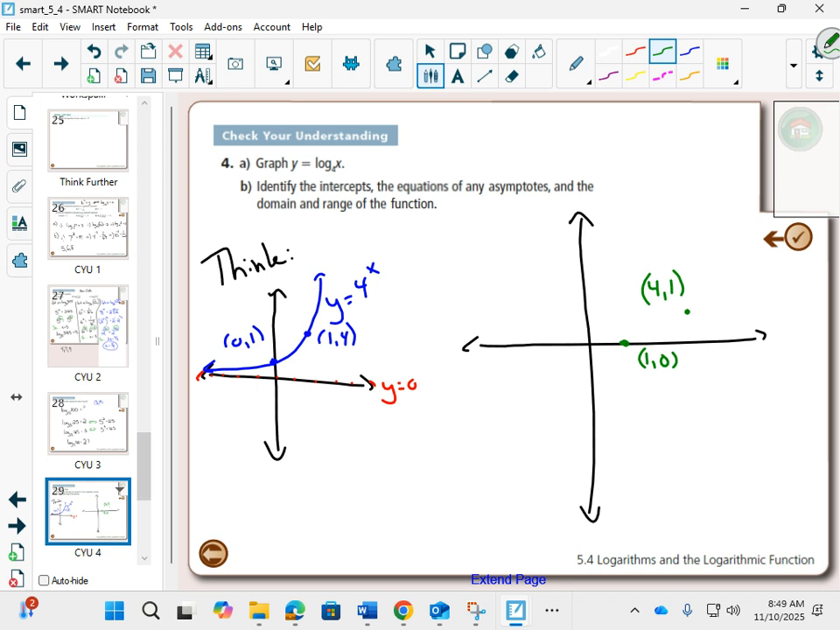And if I have an asymptote at y equals 0, all the x's and all the y's get switched, so I switch that y to an x, and it becomes an asymptote at x equals 0.